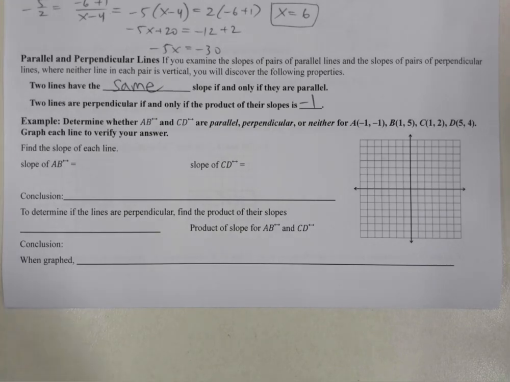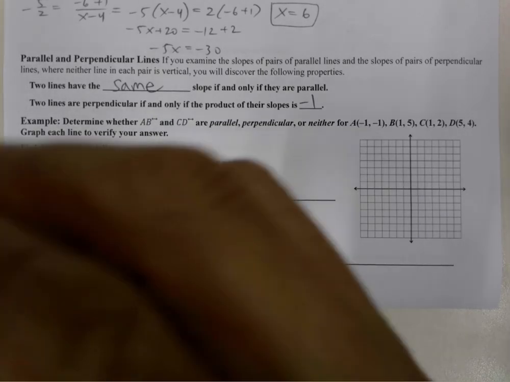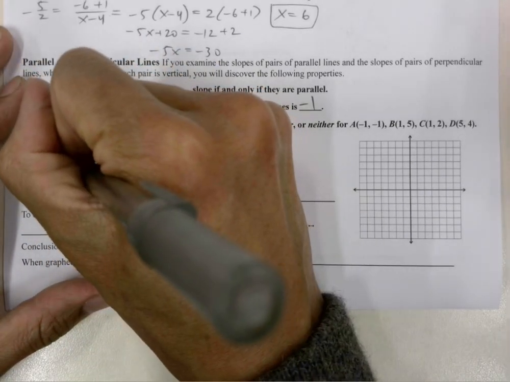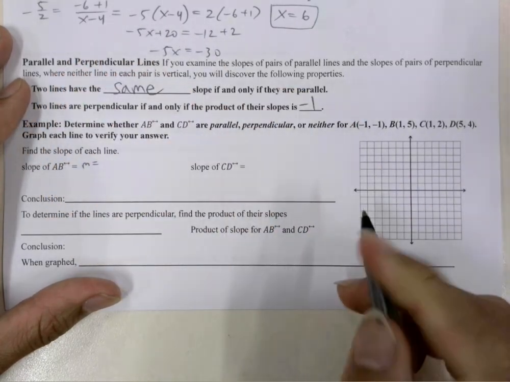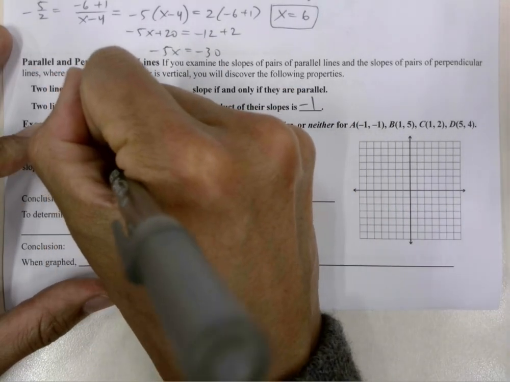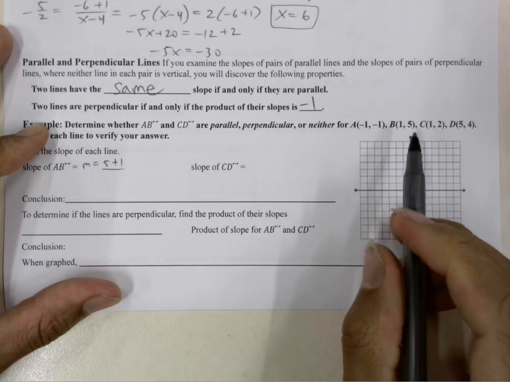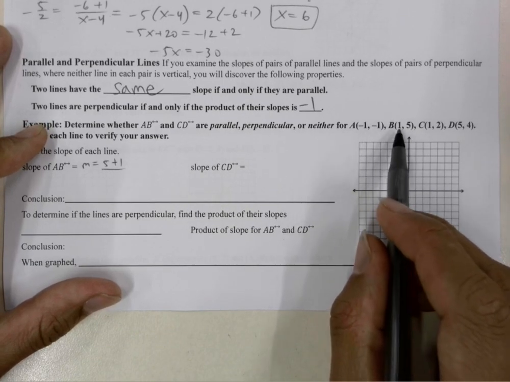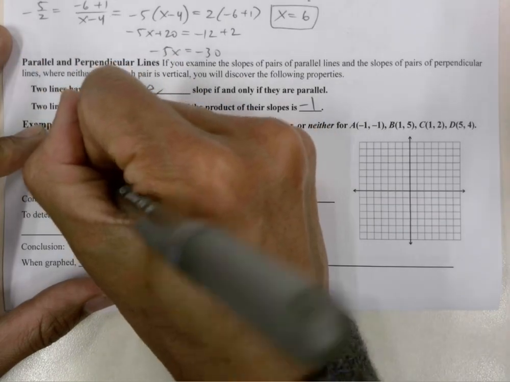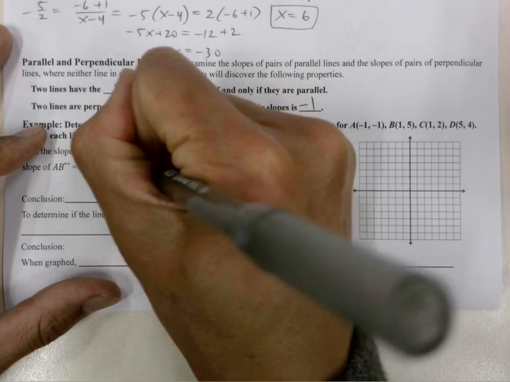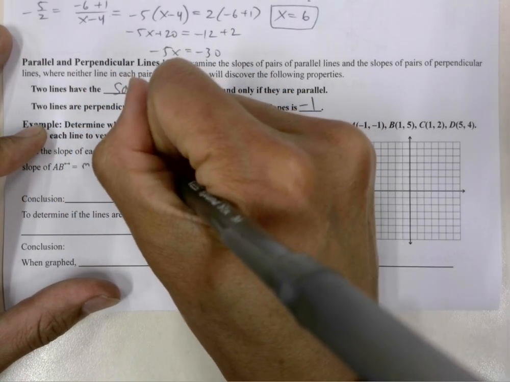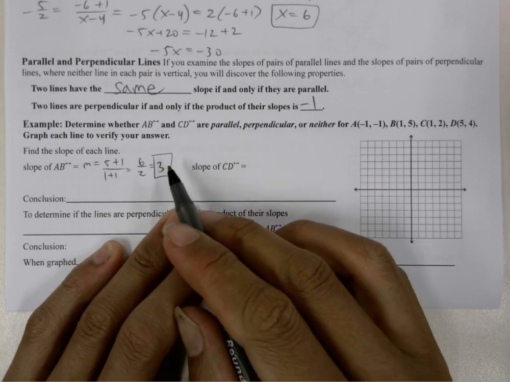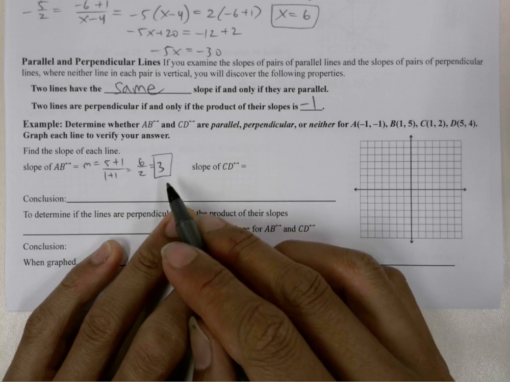Well, let's first start by finding the slope mathematically by plugging into the equation. So we have A and B, so then we're going to say m is equal to 5 minus a negative 1, which becomes 5 plus 1, over 1 plus 1. So it's going to be 6 over 2. That reduces down to 3. Or 3 over 1 if you want to have a rise over a run.